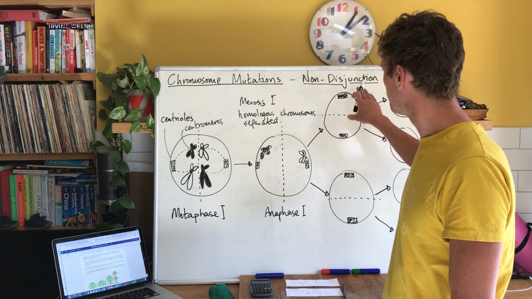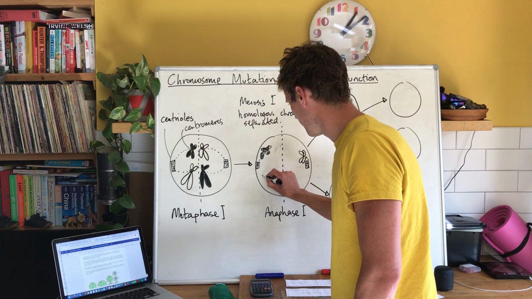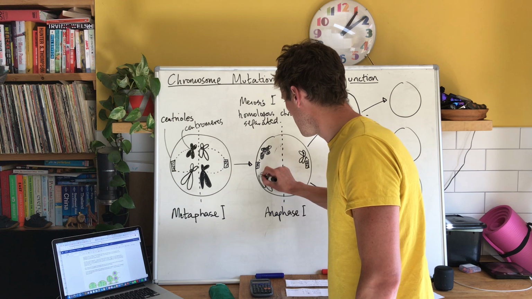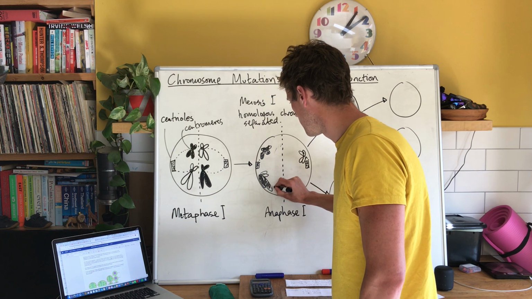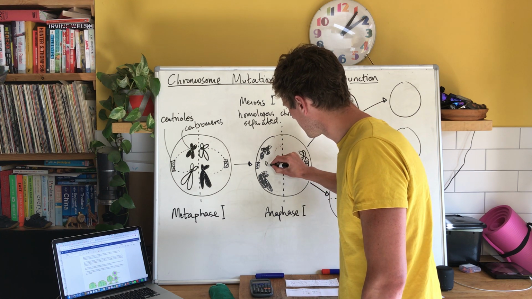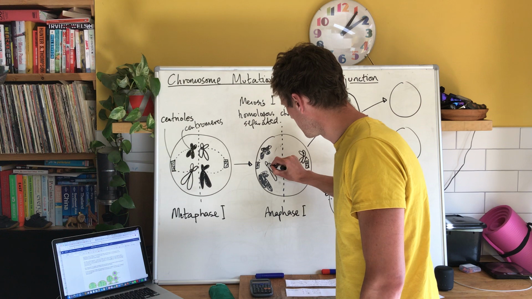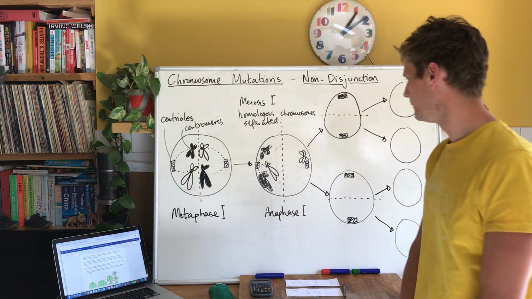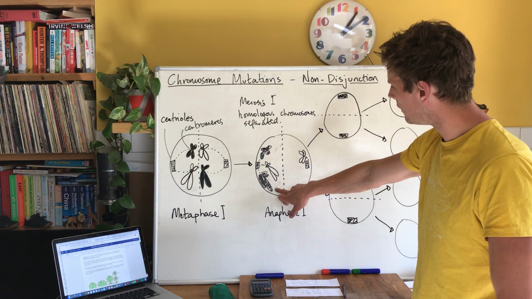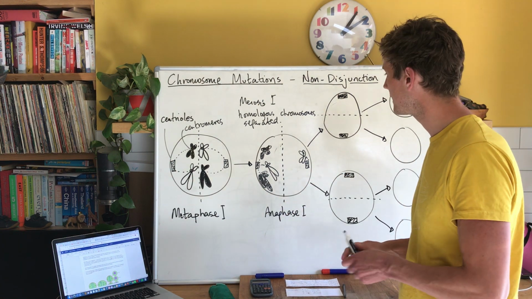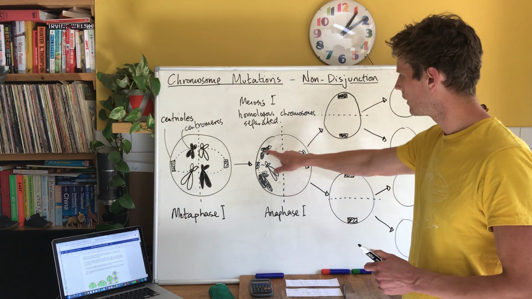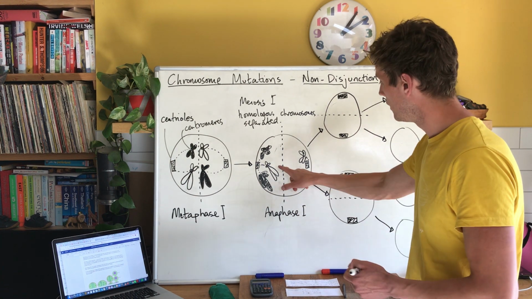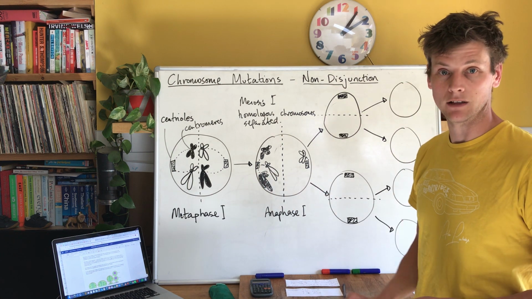So, if non-disjunction took place, let's say that both the paternal and the maternal chromosomes of this homologous pair are both pulled towards this pole. So we can see that this homologous pair has been unsuccessfully separated. Top one, normal, successfully separated. This bottom one, unsuccessfully separated. Both members of that homologous pair have gone in the same direction.